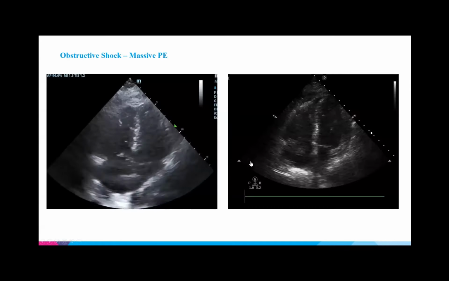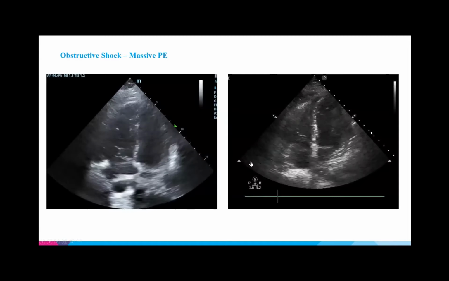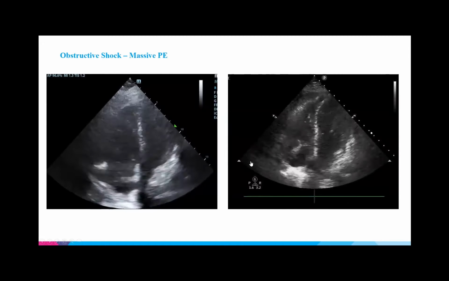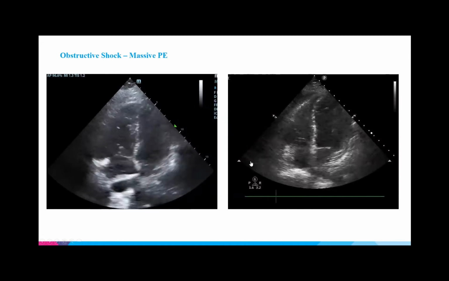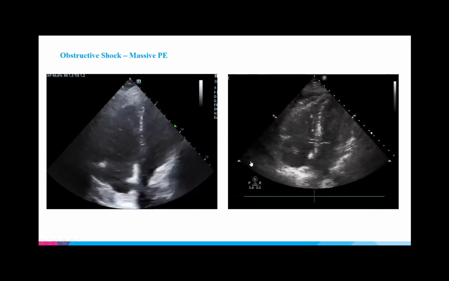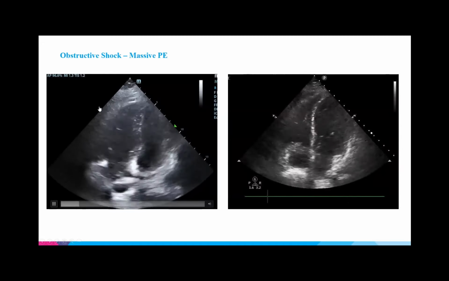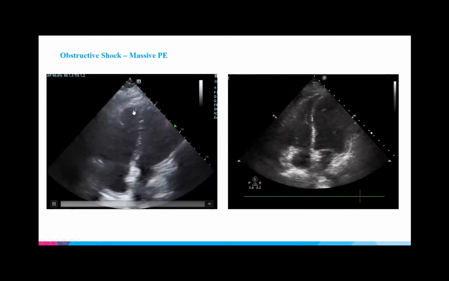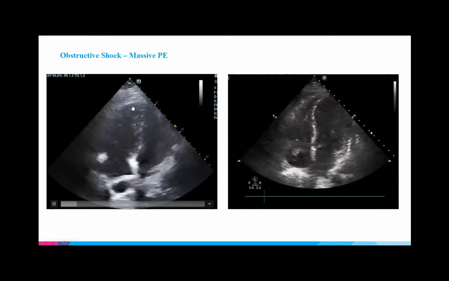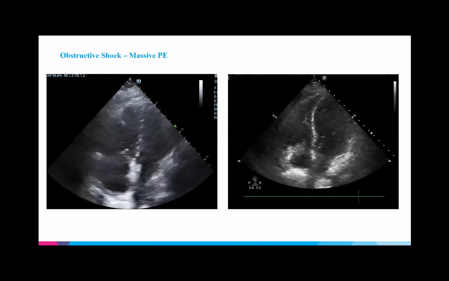So obviously obstructive shock, I spent a lot of time talking about tamponade, but it's not the only cause of obstructive shock, right? Certainly, especially as a pulmonary and critical care physician, one of the things we most worry about whenever we get a consult is, could it be a massive pulmonary embolism? So I just want to use this clip again to highlight what we call McConnell sign, right? It's indicative of right ventricle strain and right ventricle dysfunction.